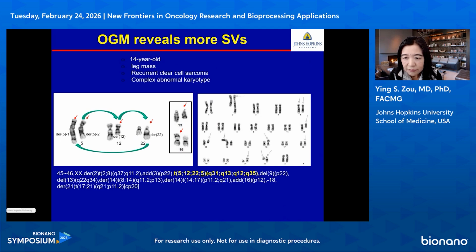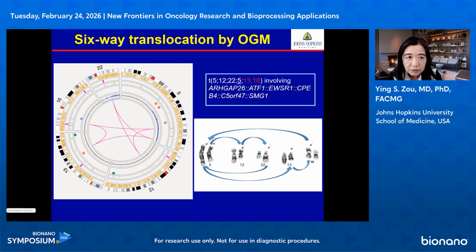OGM is highly effective for detecting complex genomic rearrangements. So this is a 14-year-old specimen from a leg mass, and the patient has a recurrent sarcoma and complicated karyotyping as shown here. The patient had a 4-way translocation between chromosomes 5 to 12, 12 to 22, and 22 to another 5, and also had abnormal chromosome 3 and abnormal chromosome 16. And OGM revealed additional genes involved in this complicated gene rearrangement.